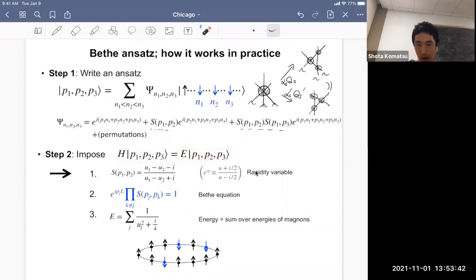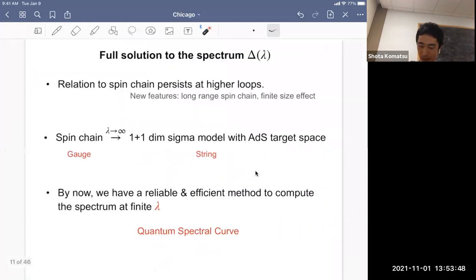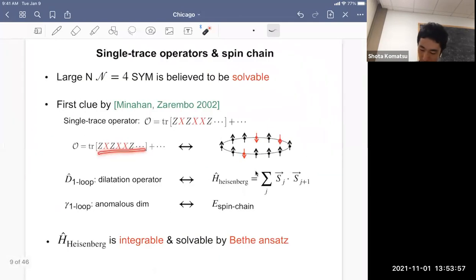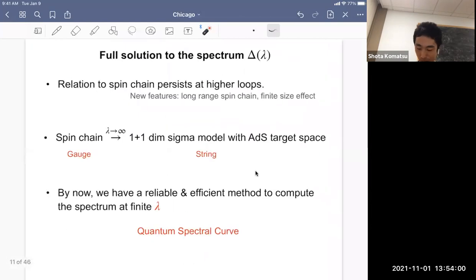Okay, so this is how the Bethe ansatz works in this simplest spin chain, which is the Heisenberg spin chain. But of course, in N equals 4 super Yang-Mills, there are a lot more operators than the ones I described here. And in addition, this story was just for one loop, and then you can ask what happens at higher loops. People analyzed this problem also at higher loops, just doing the perturbative computation and then mapping to the spin chain. And remarkably, in all the examples people studied, the relation to the integrable spin chain persists even at higher loops.